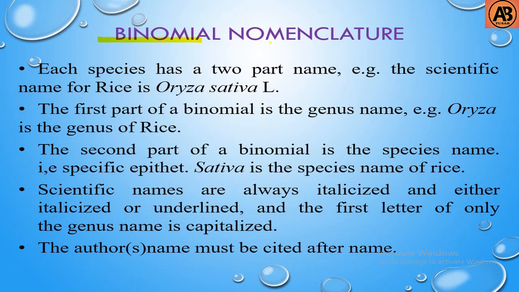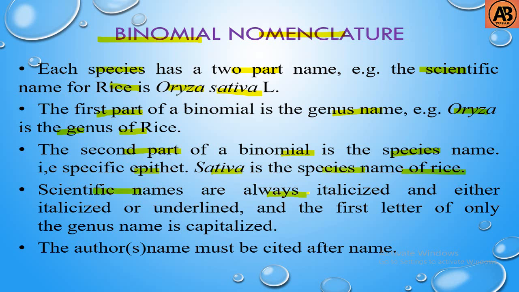Here you can see the binomial nomenclature. Each species has a two-part name. The scientific name for rice is Oryza sativa. The first part of the binomial is the genus name, such as Oryza, the genus of rice, and the second part of the binomial is the species name, the specific epithet, such as sativa. Sativa is the species name of rice.